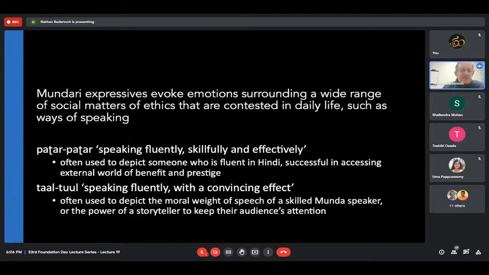As I mentioned, someone who's accessing different sources of benefits and prestige, so there could be feelings of jealousy or resentment that have to do with the inside and outside dynamics of a community. On the other hand, tal tul, speaking again with fluency and a convincing effort, is more likely to depict the type of speech of a skilled speaker of Mundari, maybe the power of a storyteller to keep their audience's attention, to deliver important messages in ways that are aesthetically pleasing in Mundari language. So indicating not only different types of speech, which would have sound and other auditory characteristics, but also the motivations and the ideas about inside community and outside community, all the way to certain connotations of economic benefits and social interactions in broader networks.